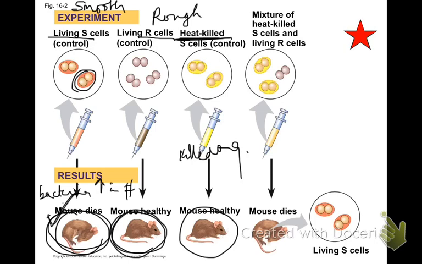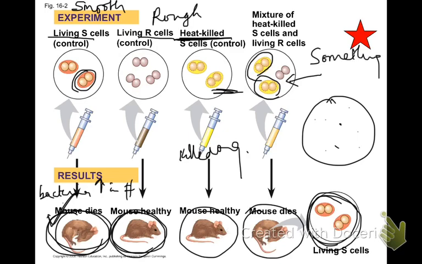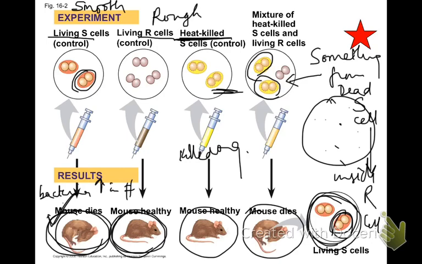So this mouse lived. Then he put a mixture of dead smooth strain cells from this heat-killed sample and live rough strain cells inside this particular mouse, and the mouse died. Then when he looked at the microorganisms, he could see that all of the cells that he extracted from this dead mouse had capsules, which was not the case originally. The living cells were rough strains, and now they could even produce shiny colonies on the petri dish. This led him to conclude that something from the dead smooth cells got inside the rough cells and gave them the ability to produce the capsule.